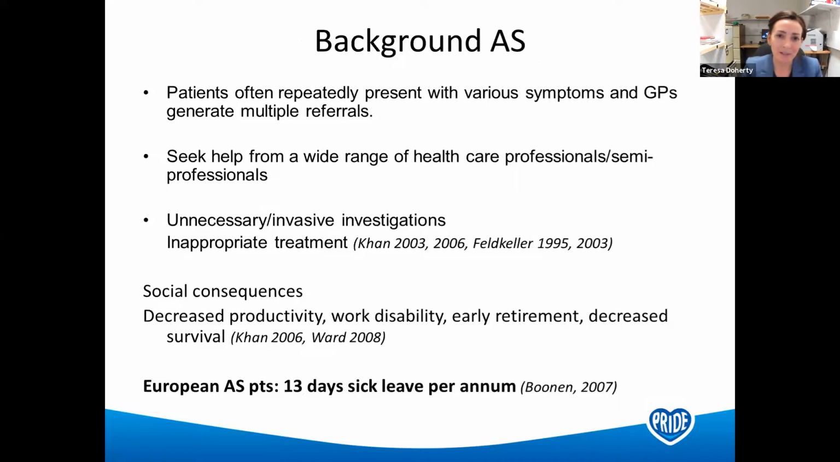So these patients, before they're diagnosed, can often be labeled various things, can see multiple physicians, specialists, chiropractors, seek out a lot of alternative treatments, undergo lots of investigations, invasive procedures, and there are social consequences. So there's decreased work productivity, work disability, early retirement, and overall decreased survival. And in Europe, there's an average of 13 sick days per year for ankylosing spondylitis.